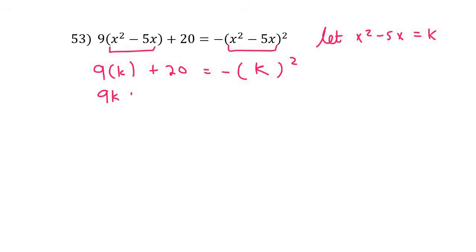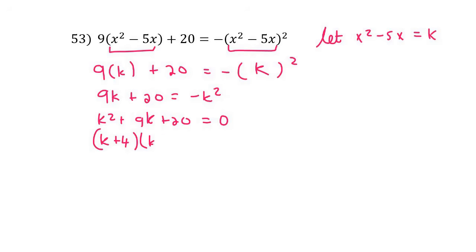I'm now going to say 9k plus 20 equals negative k squared. I'm going to bring the k squared over to the left, like that. This one factorizes nicely as k plus 4, k plus 5, and so therefore k would be equal to negative 4, or k would be equal to negative 5.